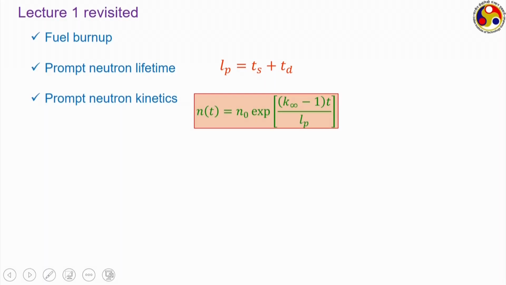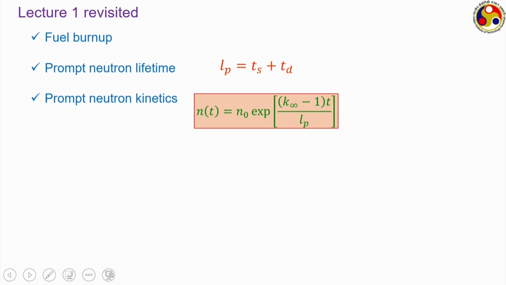Then we discussed the prompt neutron kinetics. Considering a single group neutron model, we have developed this particular equation, which shows that if n naught is the initial number of neutrons present inside the reactor, that is at time t equal to 0, this will be the transient profile of neutrons inside the reactor, where LP is the prompt neutron lifetime and K infinity is the multiplication factor, or it can directly be related to the reactivity as well.